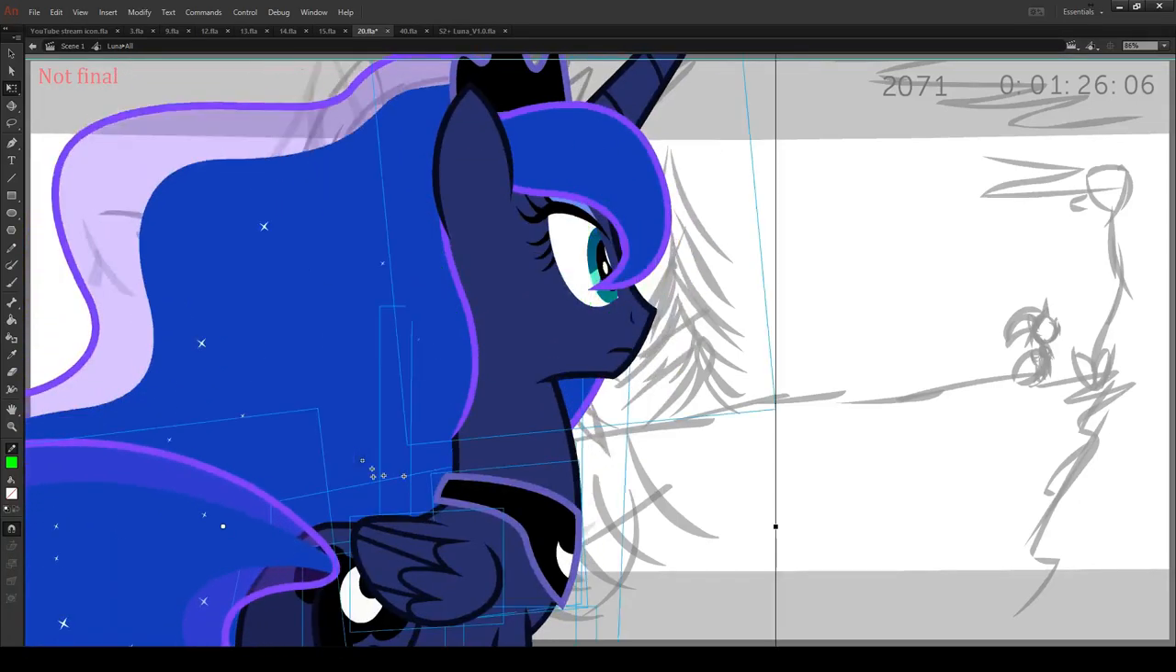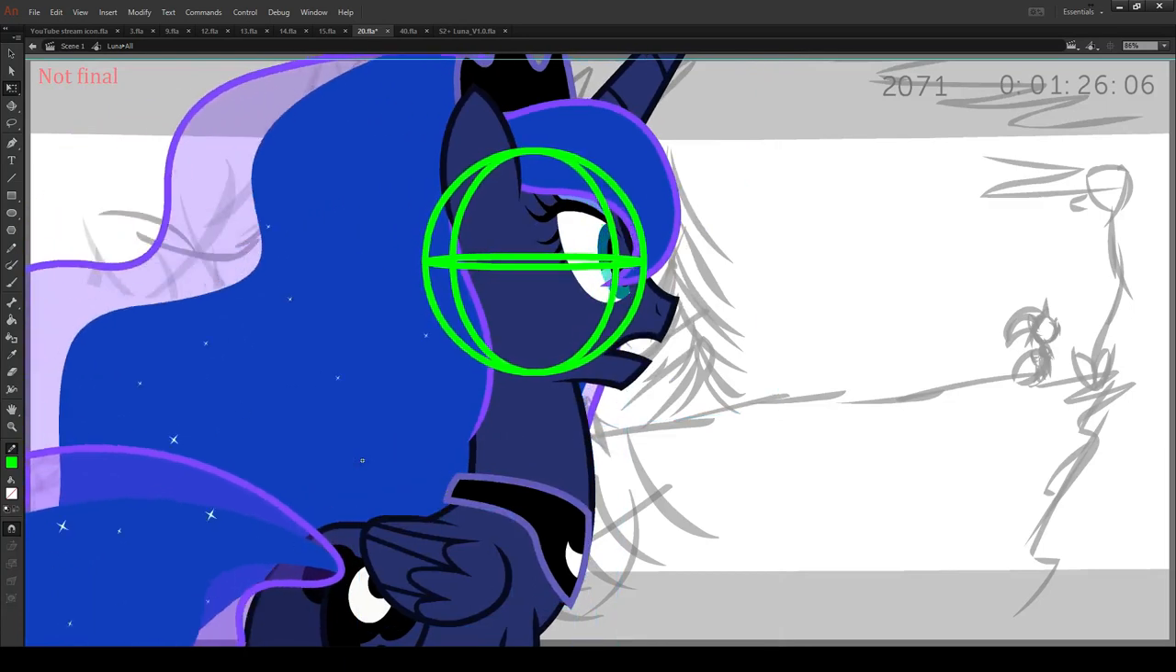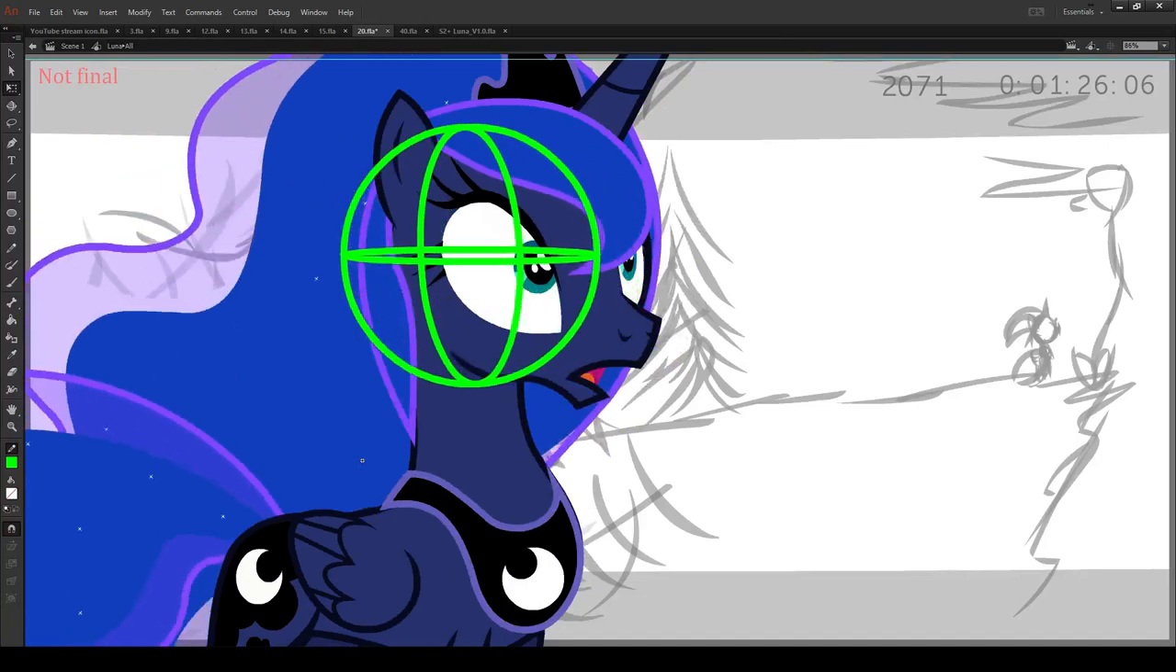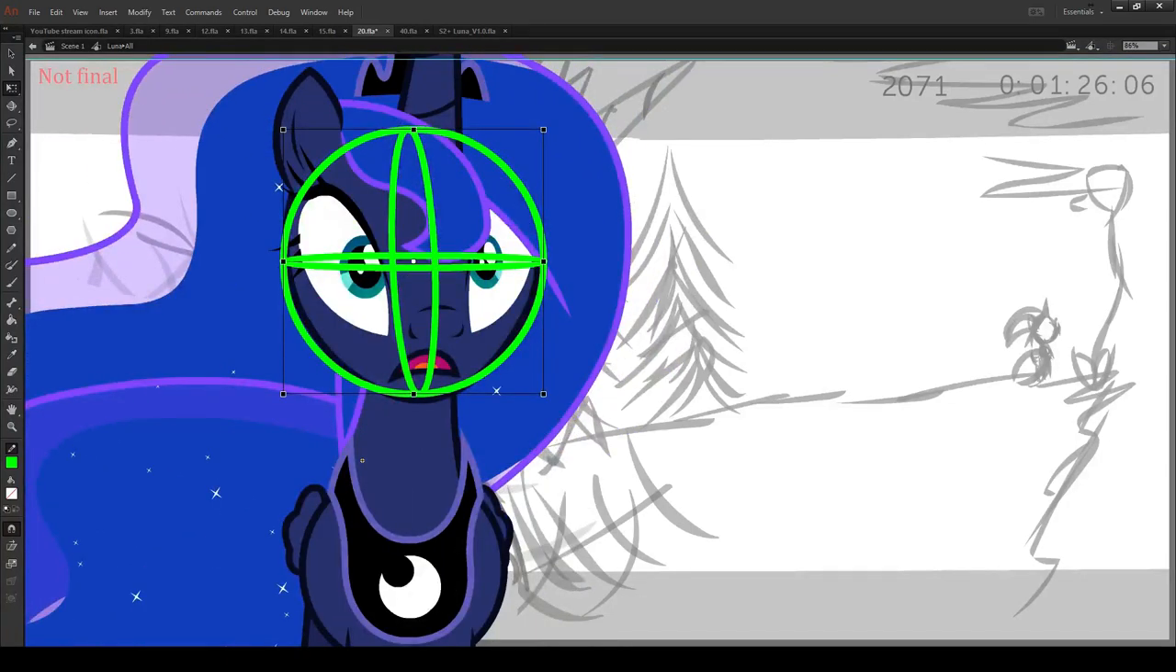When I'm talking about that shot where Luna turns and all, the timing is not even there right now. It's just the poses and all.